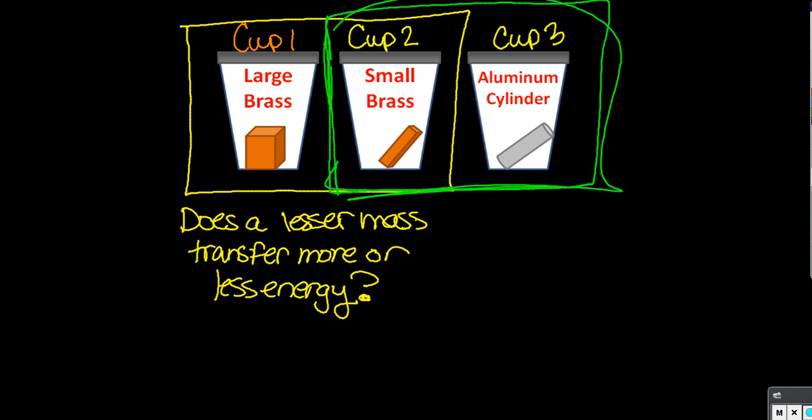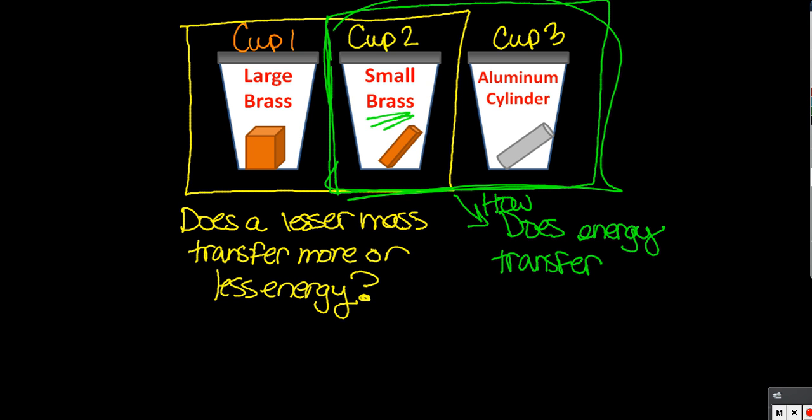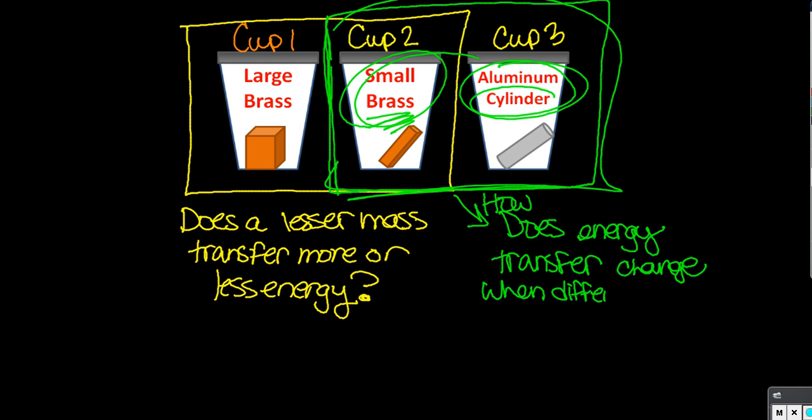The other thing we're looking for, does the amount of energy that is transferred change, how does energy transfer change when the type of material is changed? Does it matter whether it's aluminum or brass, or is it just mass that matters? Does energy transfer change when different types or materials of conductors are used?